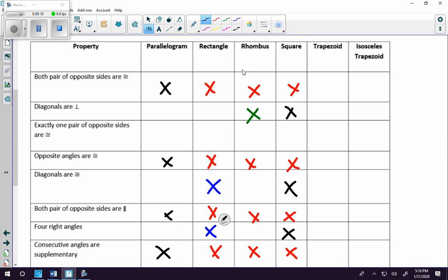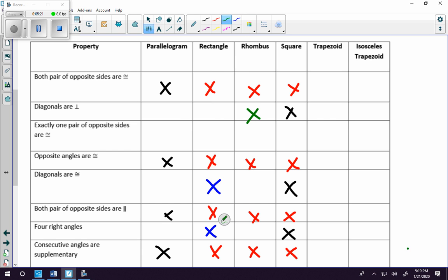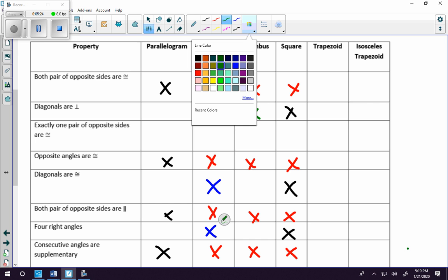In a trapezoid, first, are both pairs of opposite sides congruent in a trapezoid? Absolutely not. Let me change my color here. Tried to change my color. It didn't work for me there. Let's try that now. Okay, good.